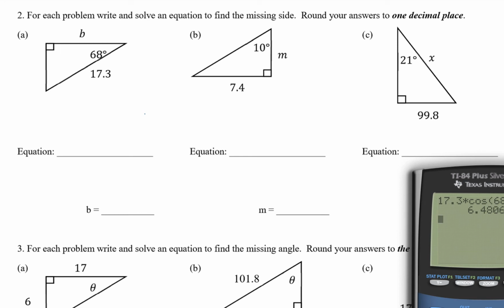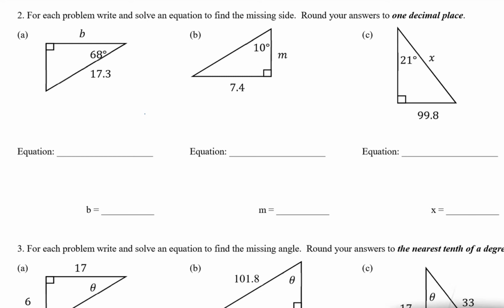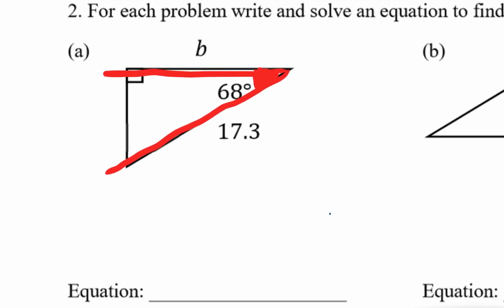Okay, so for question number 2, we're asked to find one of the sides of a right triangle given that we know the size of one of the acute angles. So you can see in the first problem, we're given that this acute angle is 68 degrees. And I'm going to go ahead and highlight the sides that touch this angle. One of the sides is the hypotenuse, and the other one that's right now touching that angle is, of course, the adjacent side. So you can see I'm asked to find the length of B, which is the adjacent side.